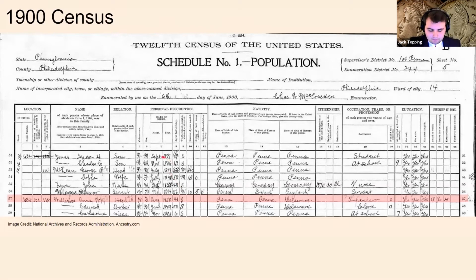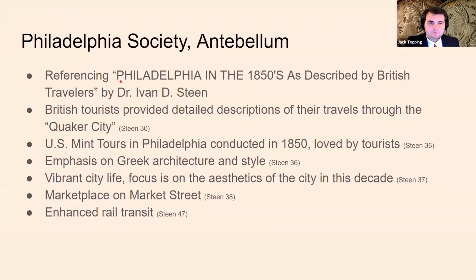So now that we know a bit about her family, her immediate family, her grandparents, we know a little bit more about her childhood. Let's bring it back from 1900 to the 1850s and talk about Philadelphia when she was growing up. Okay, this is Philadelphia in 1850, so pre-Civil War.